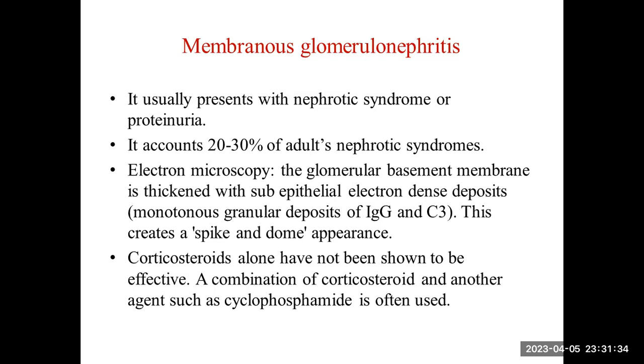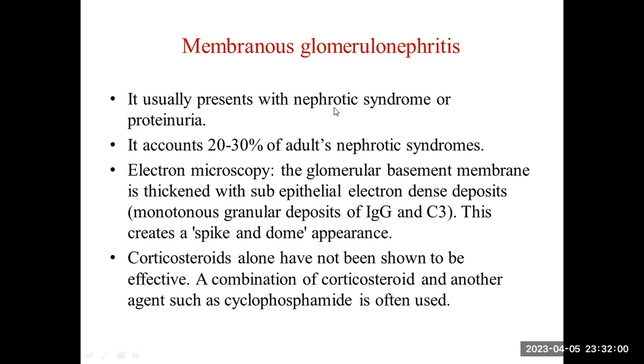Infections, for example, as we said previously, it could be hepatitis B, sometimes hepatitis C. It could be also some bacterial infections like subacute bacterial endocarditis or syphilis even. It could be some parasitic or protozoal infection like schistosomiasis or malaria, for example. So these are some of the infectious causes of membranous glomerulonephritis, and you should look for these possible causes.